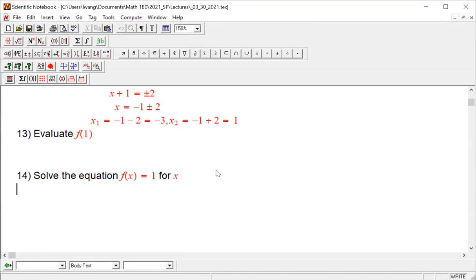Tell me what the difference is, if you understood 11 and 12. Input, output. That's right. They're very, very similar. The only difference is that the input in 11 is 0. The input in 13 is 1. So what is f of 1?